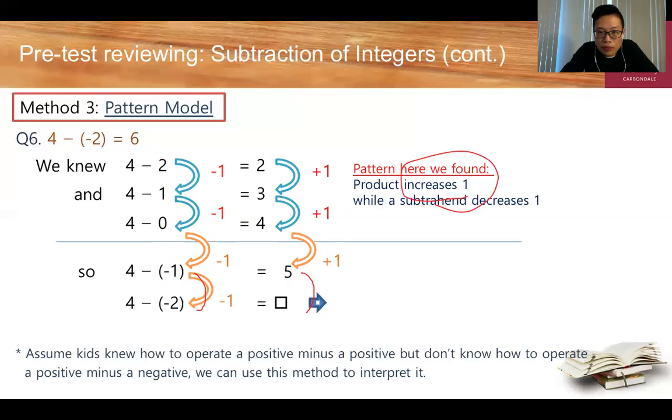So when the product 5 increases 1, it is 6. And that's the answer. The 4 minus -2 is 6. Okay, so that's how we interpret how a positive minus a negative is kind of like a positive number adding a positive number, okay?